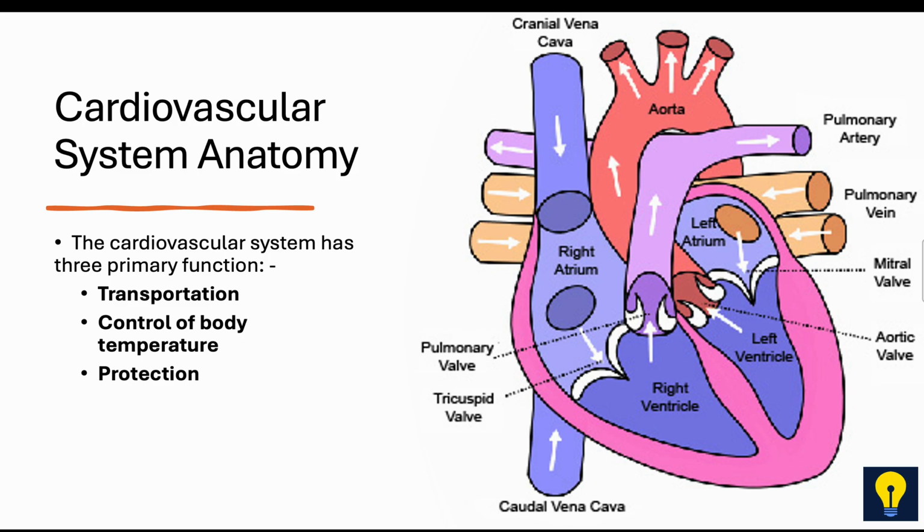In terms of controlling the body temperature, this is done through vasodilation and vasoconstriction. So for example, when the body is too cold, blood moves away from the skin to keep us warm, or when the body is too hot, blood moves towards the skin, so that excess heat can escape easier. With protection, this is the form of our immune system. Blood carries white blood cells, which help fight diseases, and also platelets, which allow clotting of blood to stop us from bleeding.